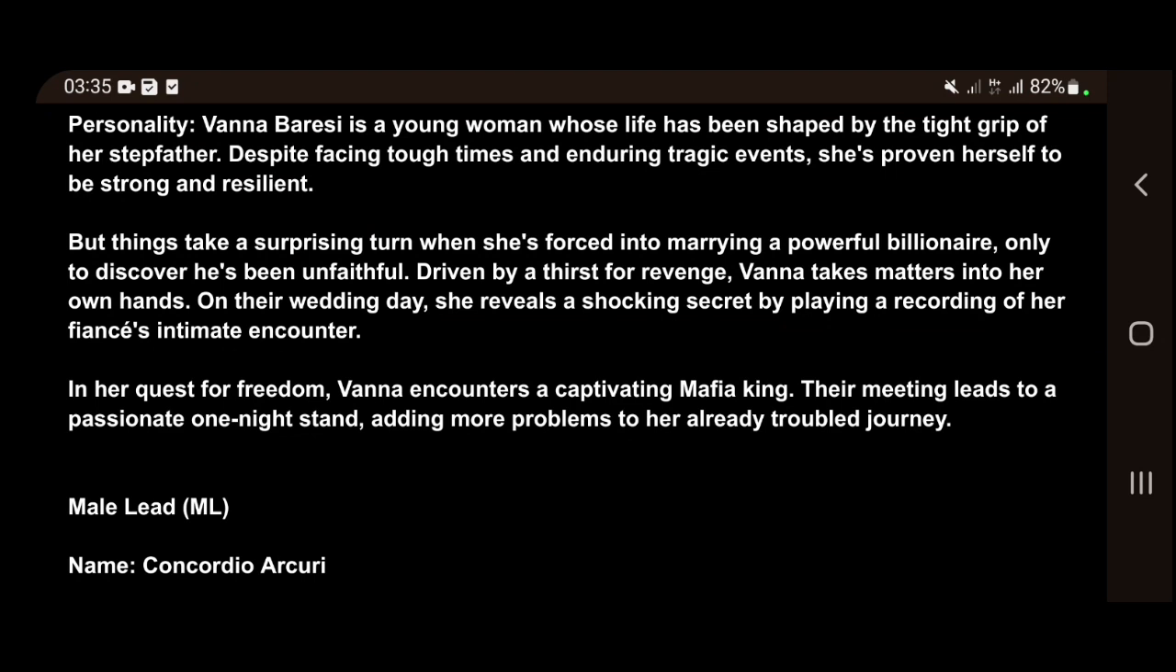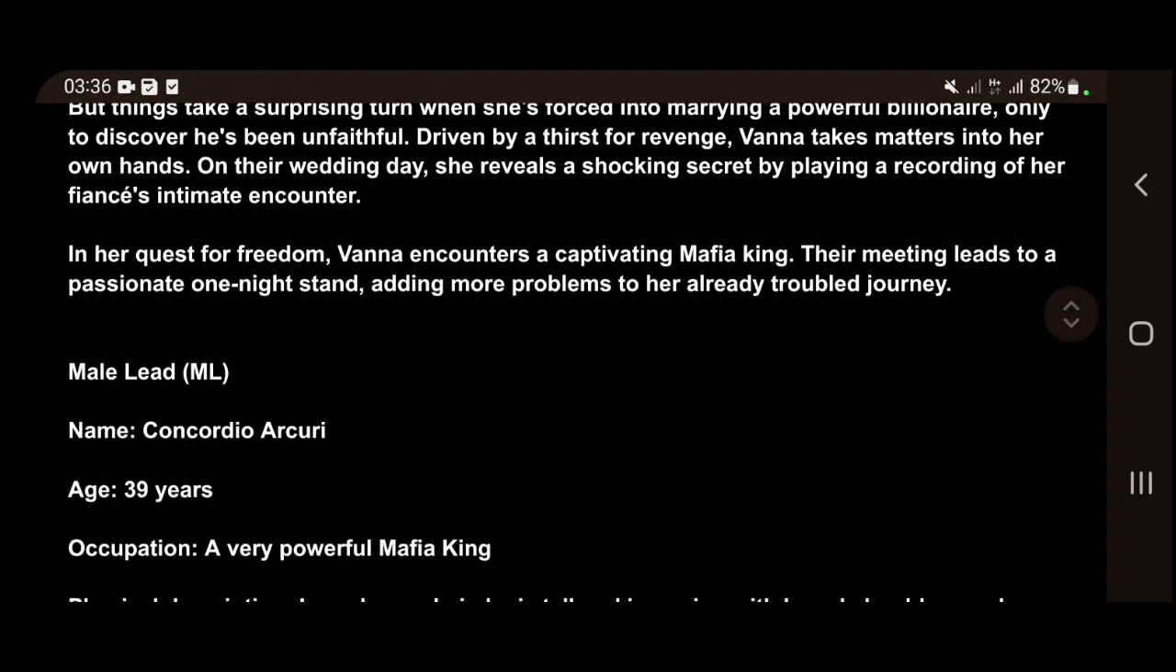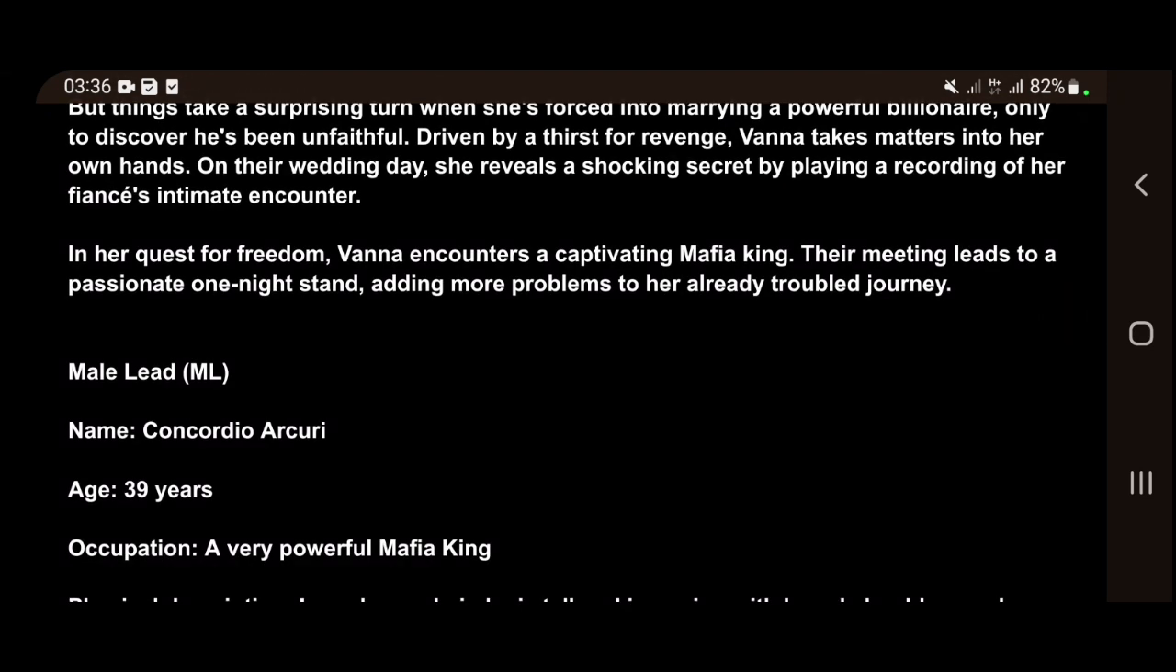Vanna takes matters into her own hands. On their wedding day, she reveals a shocking secret by playing a recording of her fiance's intimate encounter. In her quest for freedom, Vanna encounters a captivating Mafia king. Their meeting leads to a passionate one-night stand, adding more problems to her already troubled journey.